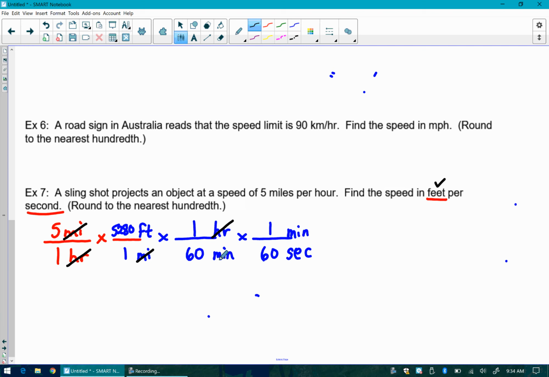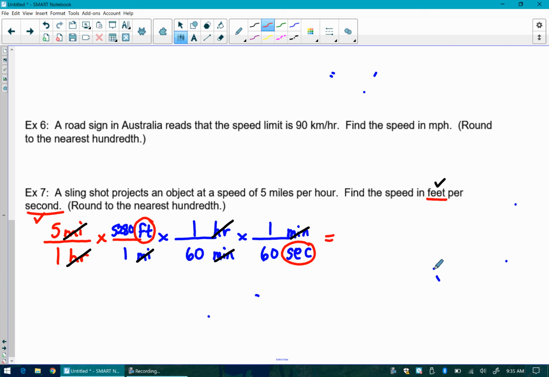Now at this point, minutes cancel out. And also at this point, if you look at it, the only units you have left are feet up top and seconds on the bottom, which is exactly what you wanted. That's your cue that you can stop this conversion chain and multiply straight across.